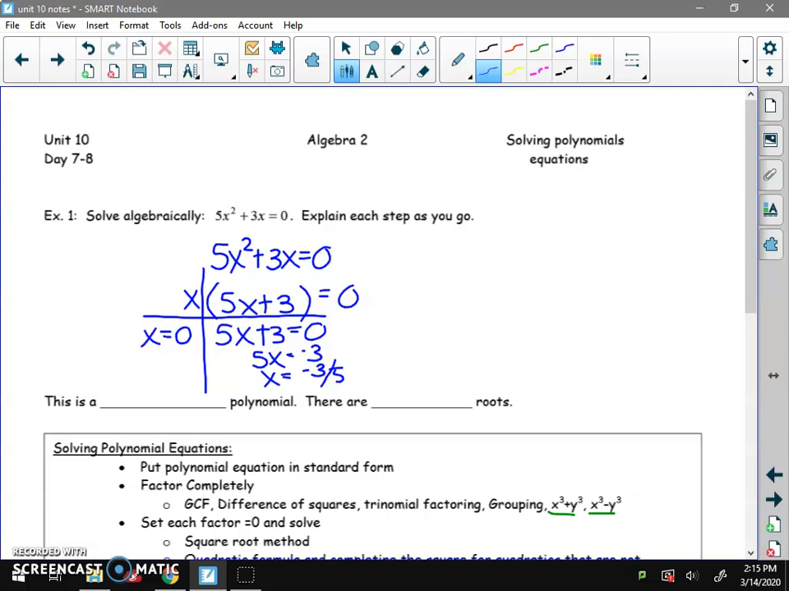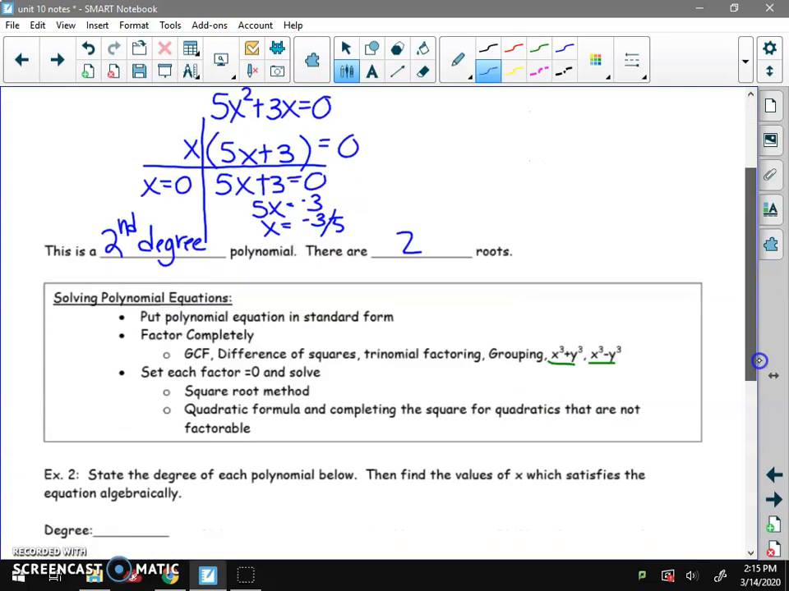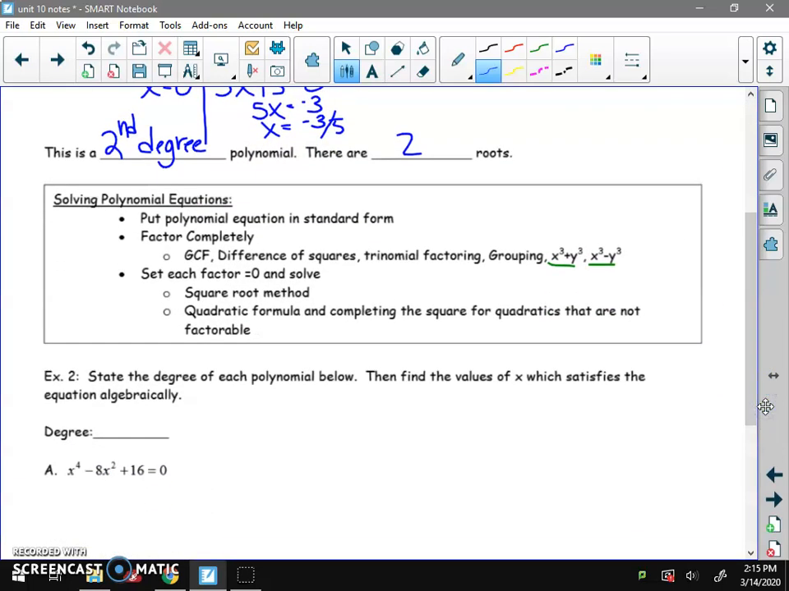And at this point, we know that that's where this equation will cross the x-axis. We've been calling those guys the roots. So this is a second degree polynomial because there are two roots. So in general, we're going to start solving these, but in higher powers. But the process stays the same.